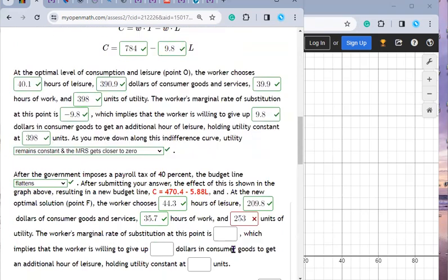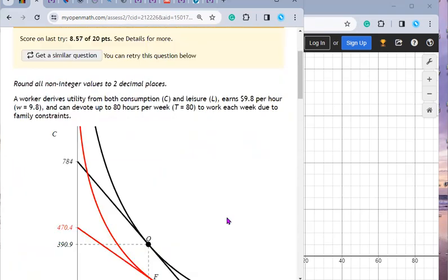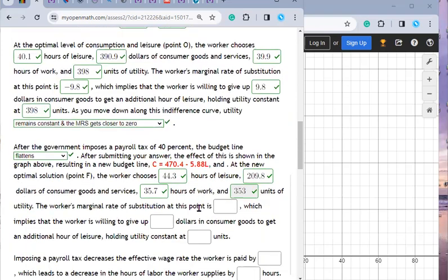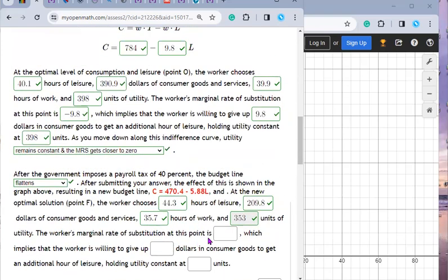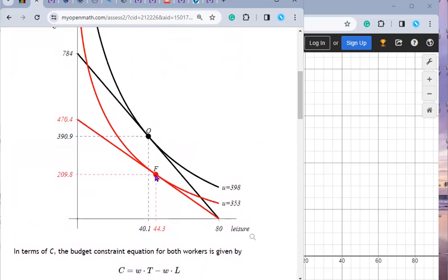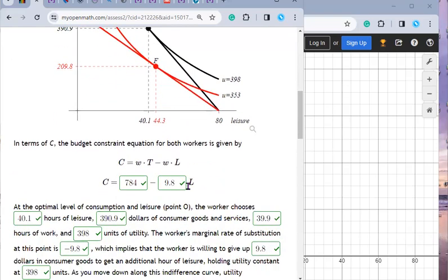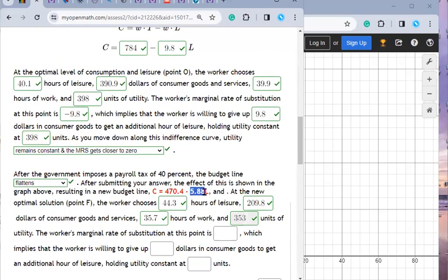Oh, 353, right? 353. The worker's marginal rate of substitution at this point. So at this point F, the indifference curve and the budget line have the same slope. Here they don't. At this level of leisure, they don't have the same slope. This is really steep and this is really flat. But at this point, they both have the same slope. And that slope is the tax adjusted wage.